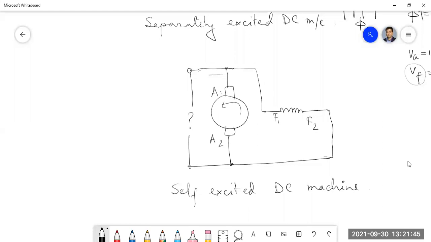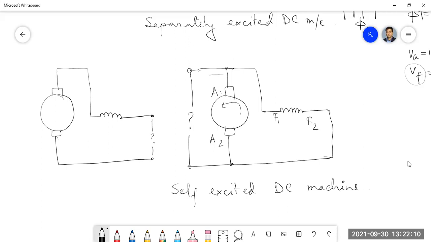Sir, we can provide our own supply in the field winding. That is a separately excited. Sir, separately excited. Now here also we can measure the voltage. Isn't it?